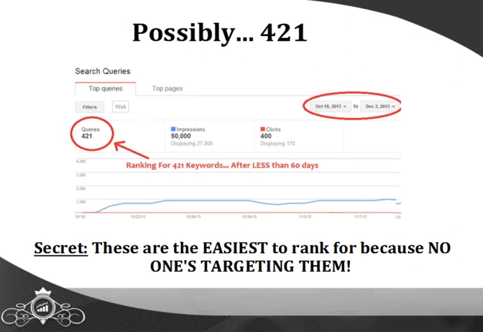A lot of times Google has nothing to rank, or basically nothing to rank for these particular keywords. So just by publishing a piece of content where you mention one of those keywords prominently, you can find yourself ranking quickly for those keywords. They're the easiest to rank for because no one's targeting them.